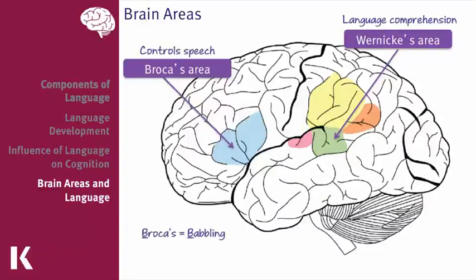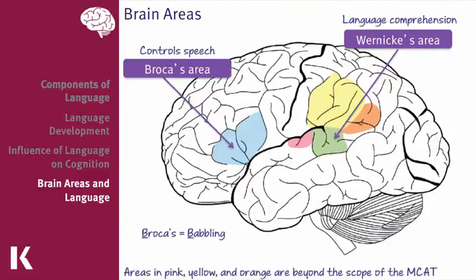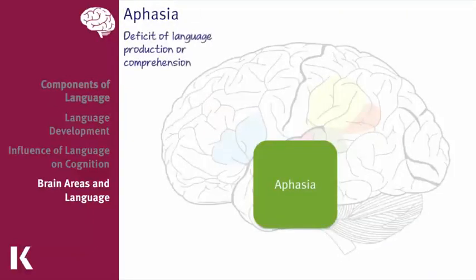Now, you might have noticed that there are other areas of the brain in color in this picture, but don't worry about that. You don't need to know these for the MCAT. They're beyond the scope of this test. Like any part of the body, the brain and the areas controlling language can be impaired. Language impairment is called aphasia. There are three types of aphasia that we should familiarize ourselves with for the MCAT.